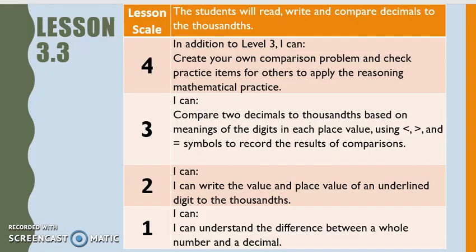Let's take a minute to review the lesson scale. By the end of this lesson, we want you to be able to read, write, and compare decimals to the thousandths place value, and be able to record your results of your comparisons using symbols. Take a minute to pause the video, review the scale, and record your beginning scale in your notebook.